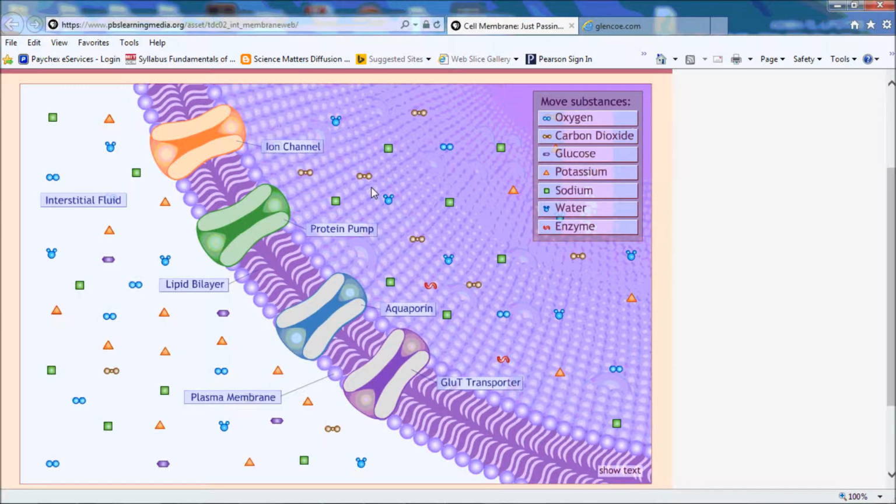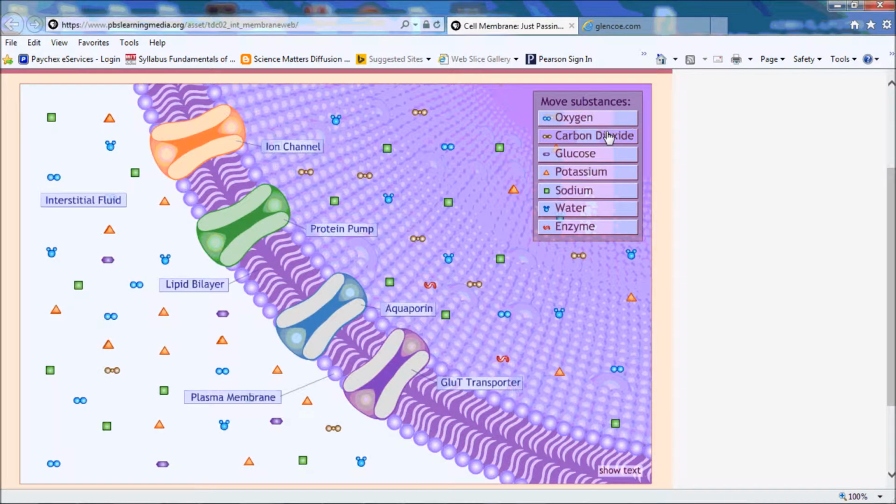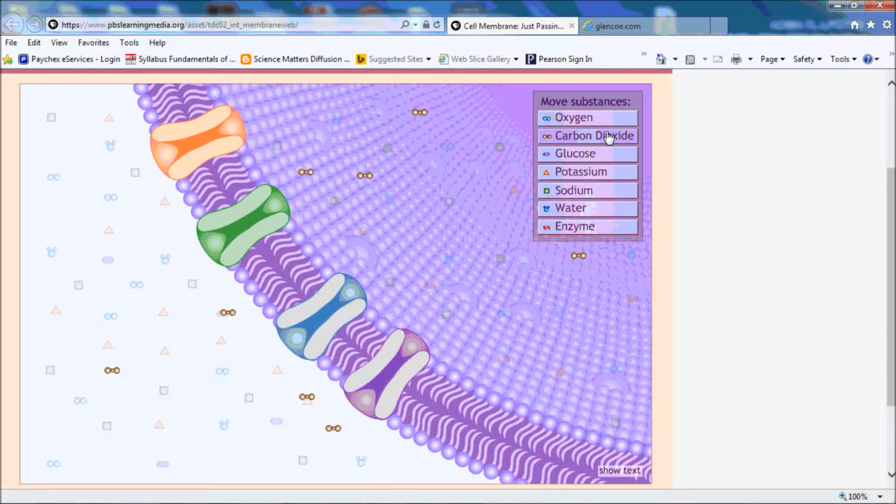So anyway, what I like to do when I'm starting this is review again the function of the cell membrane, and that's to let stuff in and out of the cell. So oxygen is something that we need for survival. We have to inhale oxygen. So you'll notice that the oxygen moves inside of the cell. Carbon dioxide we exhale out of our mouth, so you'll notice that that goes out of the cell.